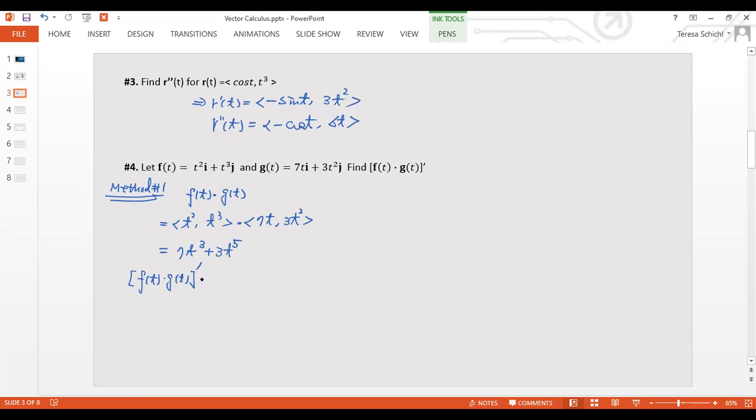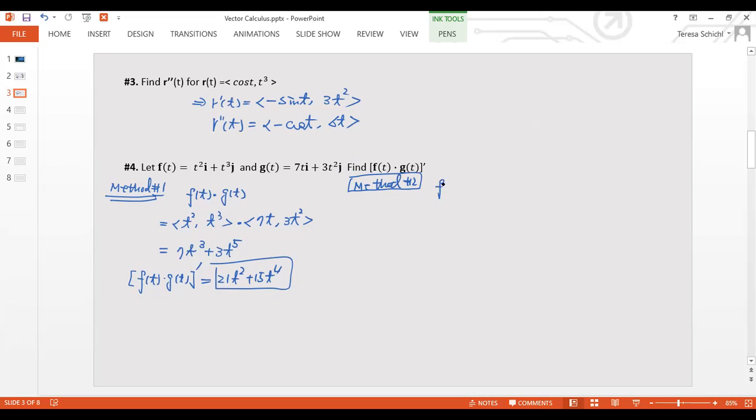Now take the derivative. It will just be 21t squared plus 15t to the fourth. Okay, now let's use our method number 2, the formula. The formula says we use the product rule with the dot product.